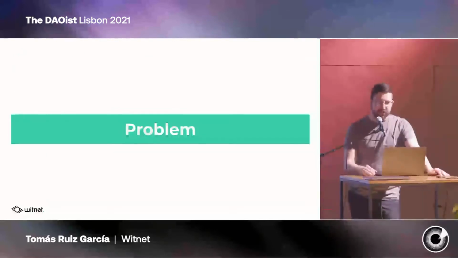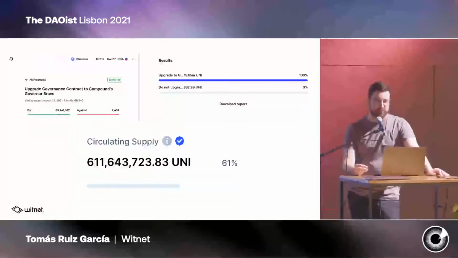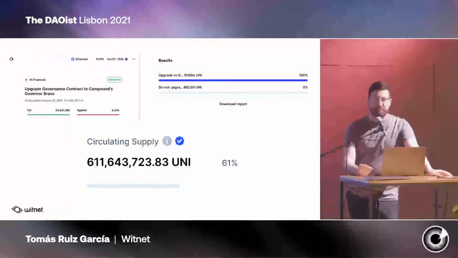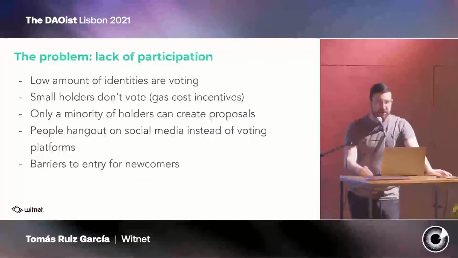So what is the main problem here? The main problem here is, if we look at the numbers, the amount of governance tokens that are really being used for voting is small. The main purpose of that token is not being fulfilled, which is to make proposals, to participate in the community, to help improve how we are doing the decision making. So there are a few identities that are voting at the end of the day.